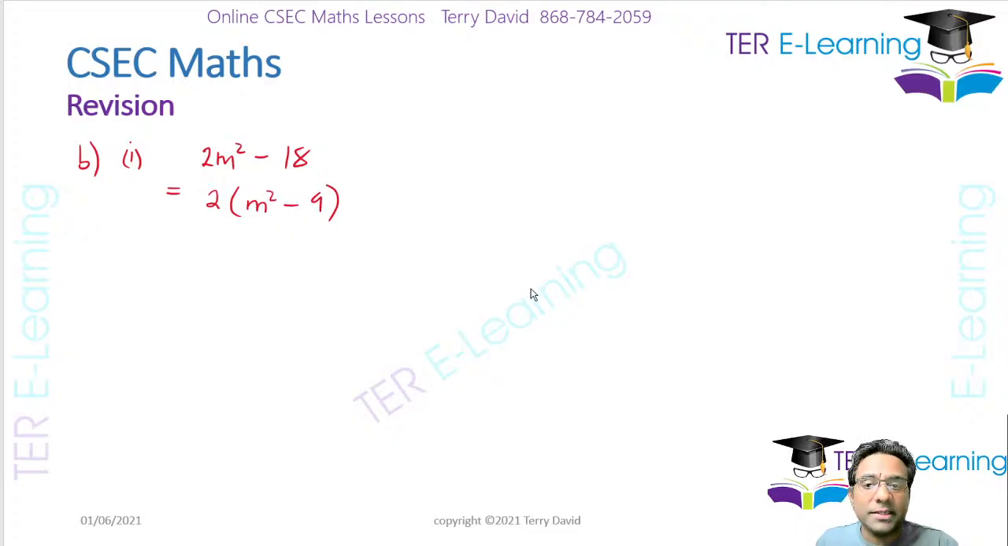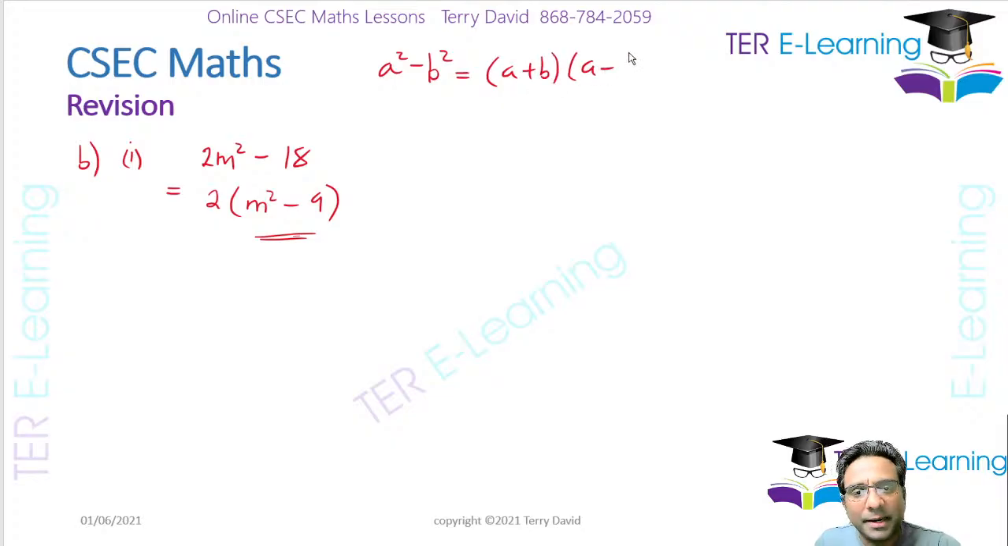So there are some students who will stop right there. But if you stop there, you're not going to get the full marks. Because if you look carefully, this m squared minus 9 is actually the difference of 2 squares, right? Remember, in the previous question, I told you all, if you see the difference of 2 squares, when I factorize this, it's going to be a plus b into a minus b.